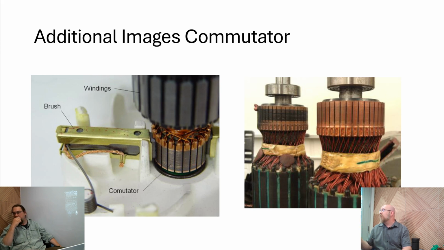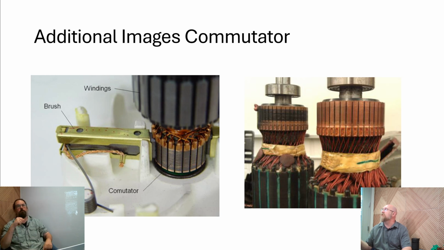Brushes are basically graphite bars, and we sometimes dope them with aluminum or copper to enhance their conductivity. Essentially, they're just there to transfer electricity to something that is spinning.